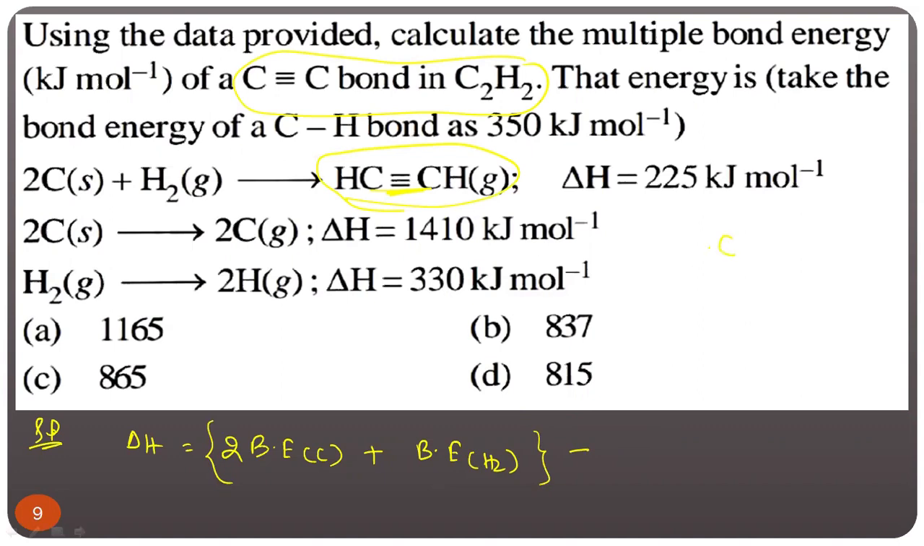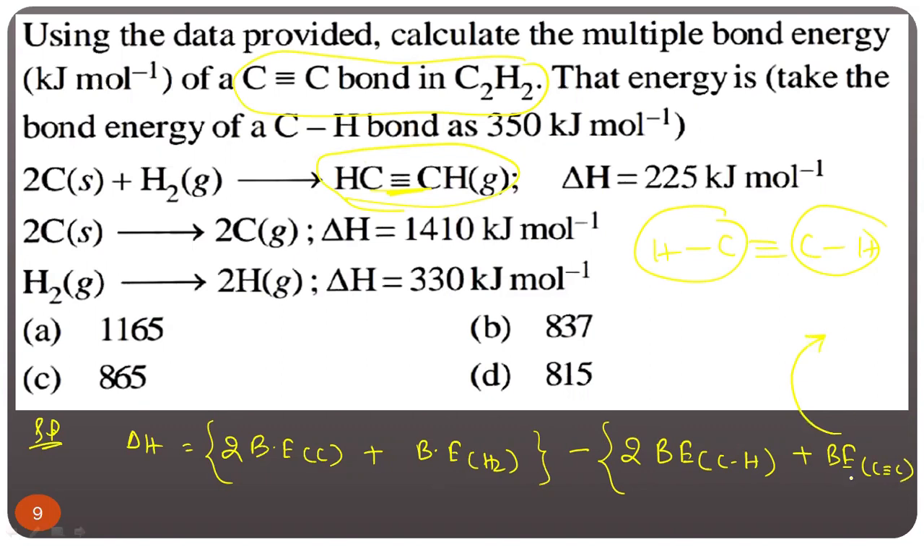Product means this is carbon hydrogen bond, 2 times carbon hydrogen bond. So we will write 2 bond energies of carbon hydrogen bond, then plus bond energies of carbon carbon triple bond. And you have to find this value now. Now tell me what to do. Delta H is given, put the value. What is the delta H? 225. So write down 225 equal to bond energies of carbon.